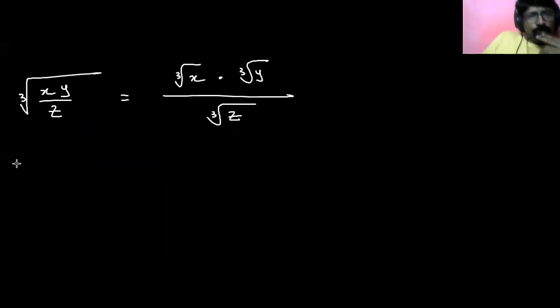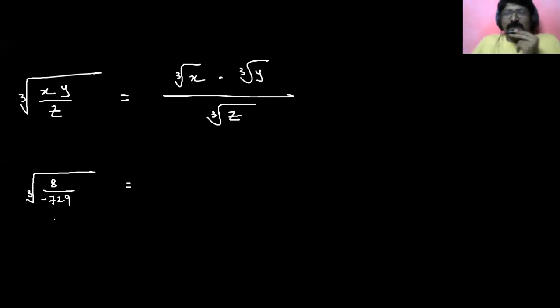Okay, guys. So we'll do one example based on this. Let's say it's the cube root of 8 upon negative 729. I am purposely taking negative numbers because some people get scared with negative numbers, or the cube roots or the square roots. You should never do that.